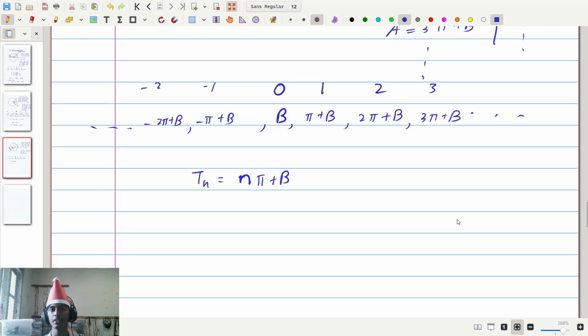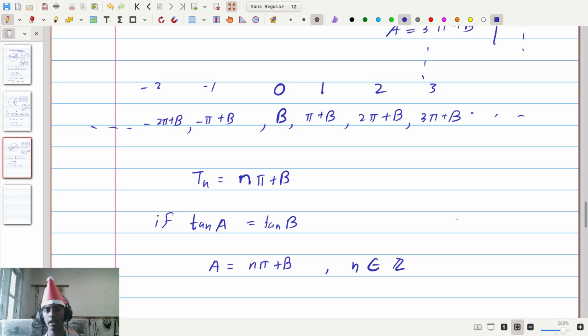So therefore, in this case, the solution is much simpler. In this case, all we have is that if tan A is equal to tan B, then A has to be n pi plus B, where n is an integer. So this is the solution for equations of the form tan A equals tan B. The solution is that A is equal to n pi plus B, where n is an integer.